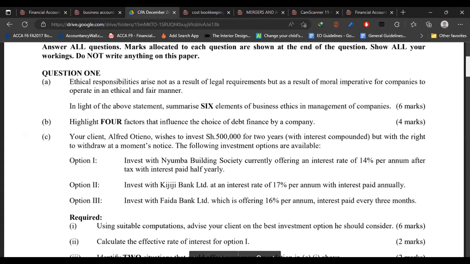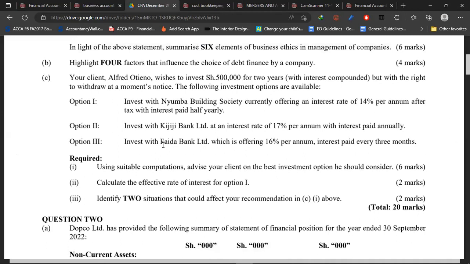Question number 1C, we have been told there, your client Alfred Otieno wishes to invest 500,000 shillings for 2 years with interest compounded, but with the right to withdraw at a moment's notice. So the following investment options are available. Option one, invest with Nyumba Building Society currently offering an interest rate of 14% per annum after tax with interest paid half yearly, that is semi-annually. Option two, invest with Kijiji Bank Limited at an interest rate of 17% per annum with interest paid annually. Option three, invest with Finder Bank Limited, which is offering 16% per annum, interest paid every 3 months.